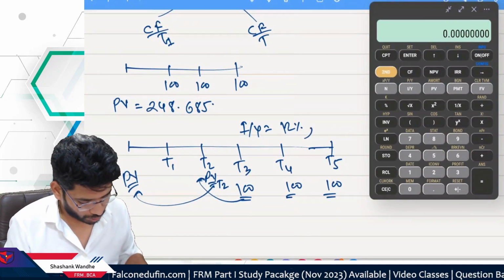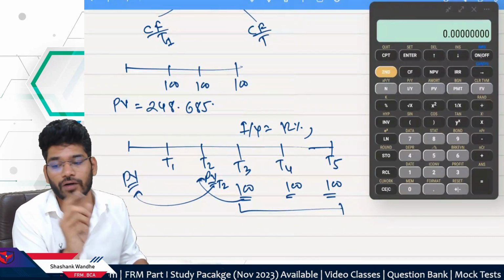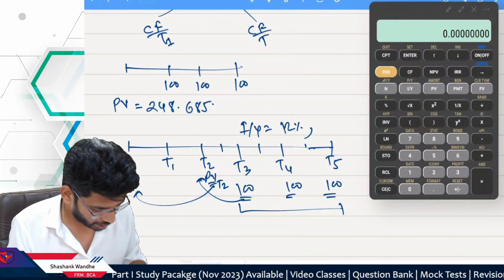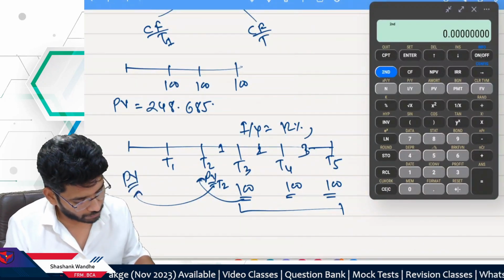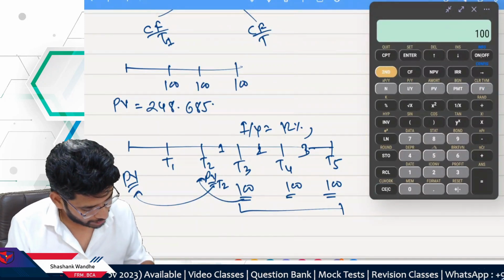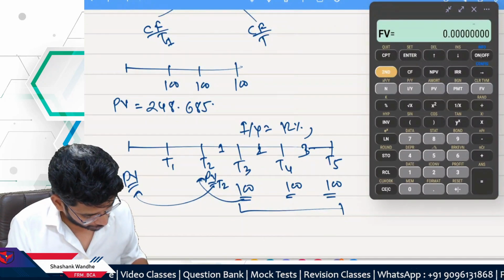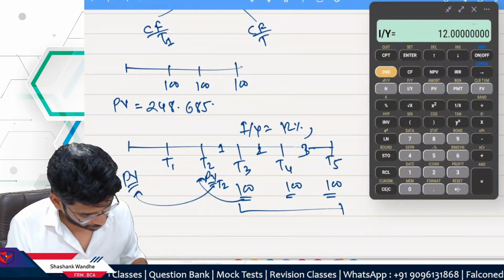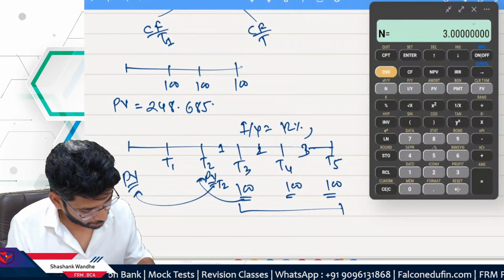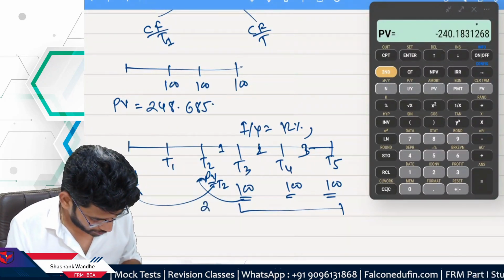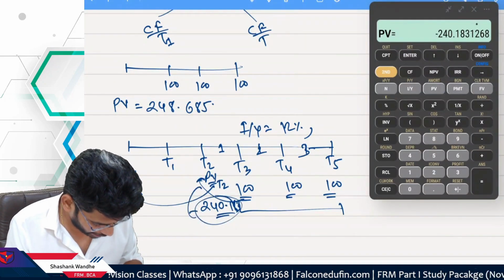We have this for the total of 5 years, but our TVM calculation will go on for 3 years. So this is the first year, second year, third year. So first we will do the calculation for the 3 years. So 100 PMT, 0 FV, 12 I by Y, total 3 periods. So these are 3 periods, CPT, PV, and we have our answer 240.183 and this is our PV at T2.